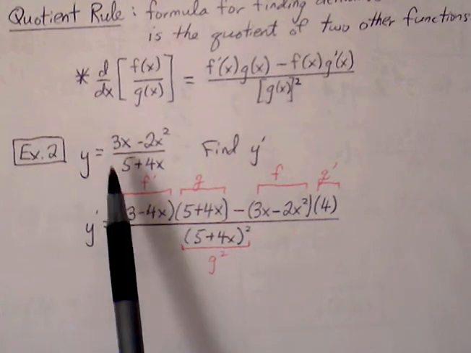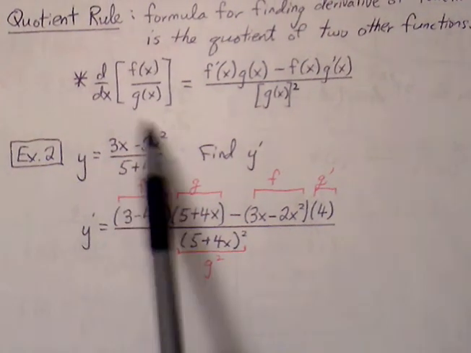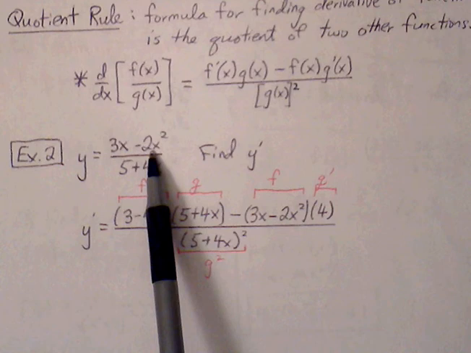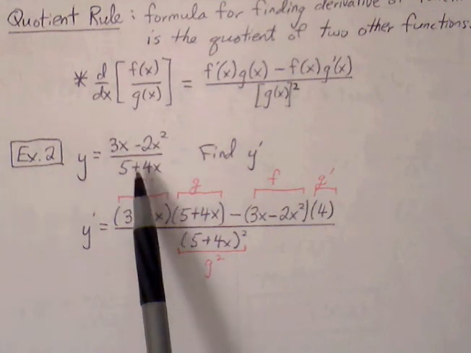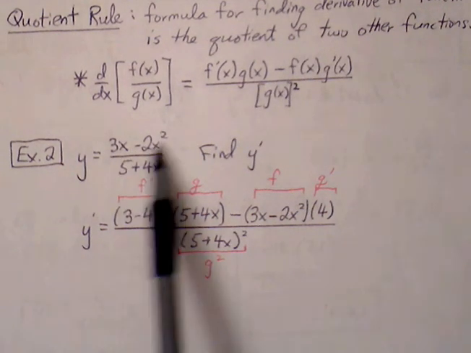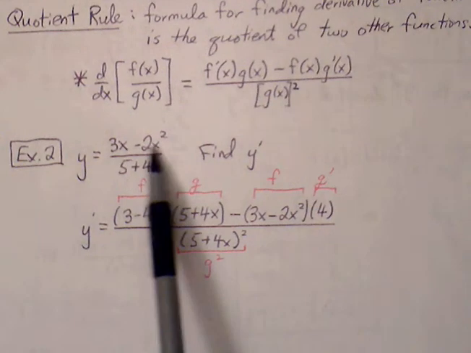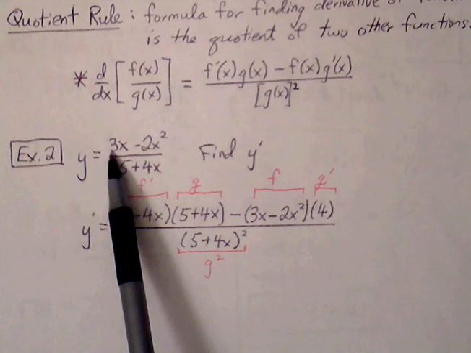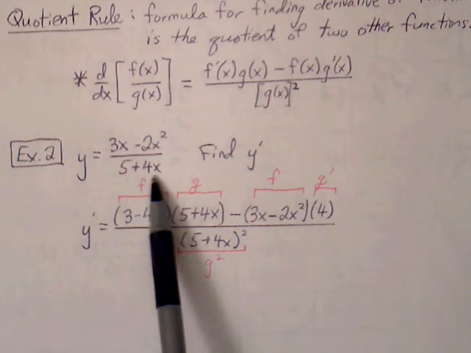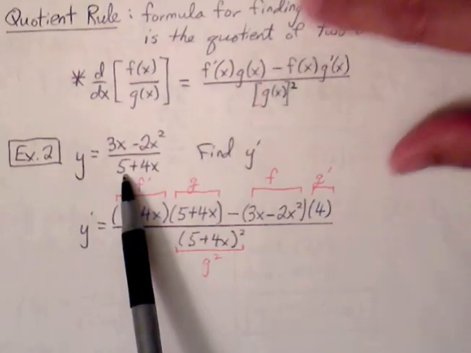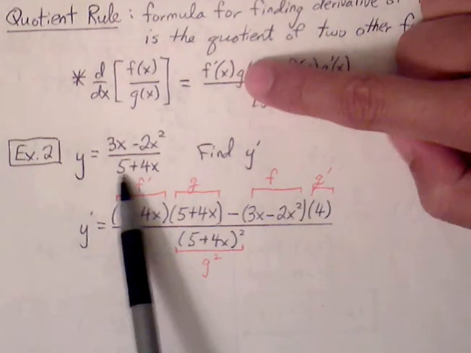Okay, so let's apply the quotient rule for this rational function, 3x minus 2x squared over 5 plus 4x. We can apply the quotient rule. We have a numerator portion and we have a denominator portion. We'll let the numerator be f of x. We'll let the denominator be g of x. And then we're just going to step through our quotient rule.